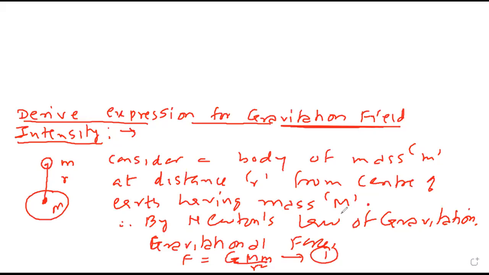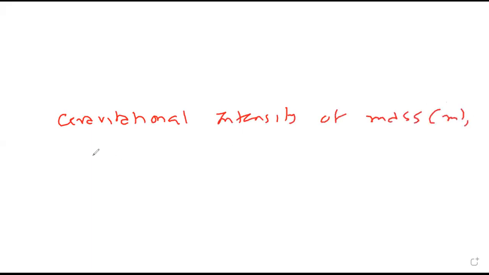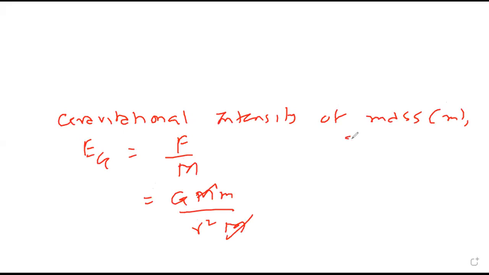Done, sir. We are not interested in force, but we are interested in intensity. So gravitational intensity of mass small m, Eg, is force acting divided by mass. That is G m M upon r square into m, capital M I can cancel. So this is the formula for gravitational intensity: G M upon small r square. Write down.